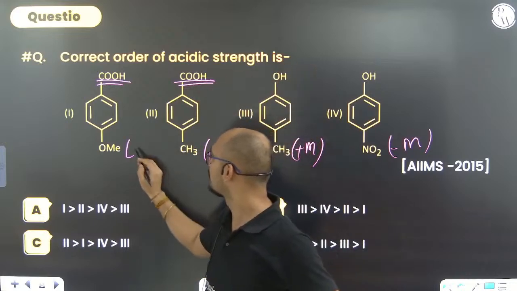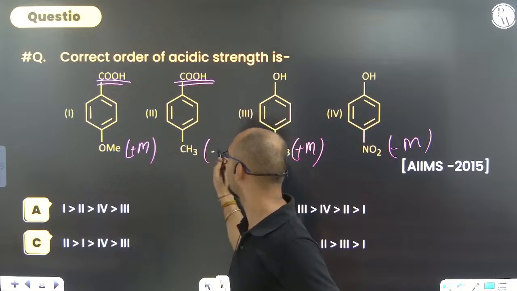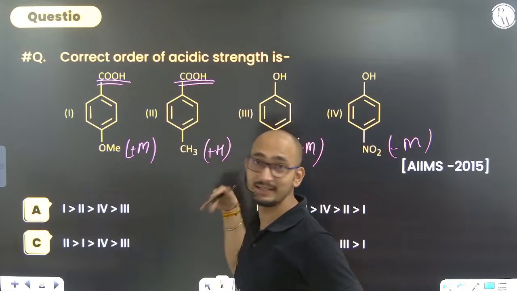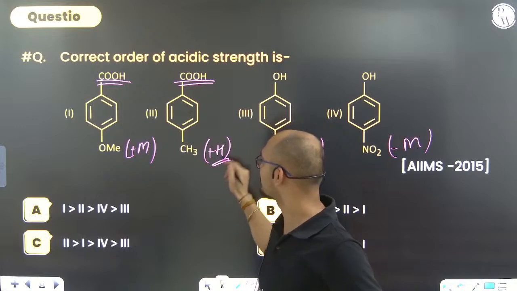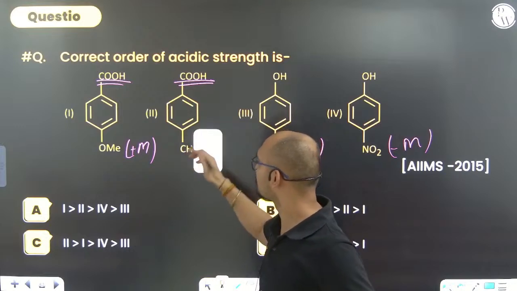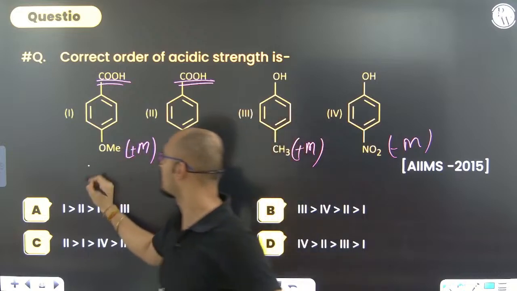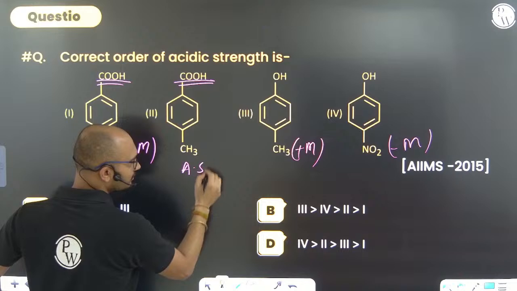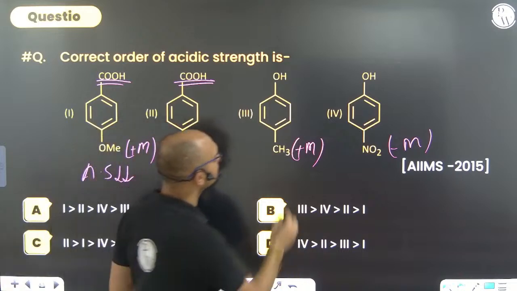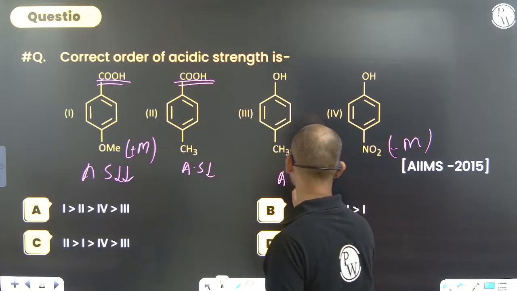Now here it is plus M. Here it is plus H basically, not plus M basically, plus H. I'm writing plus M, but it is generally plus H effect, and plus H is weaker than plus M. तो सबसे ये तो कम कर देगा भाई. Acidic strength यहाँ पे क्या हो जाएगा? Acidic strength here decreases but not as much. यहाँ पे भी acidic strength decreases.